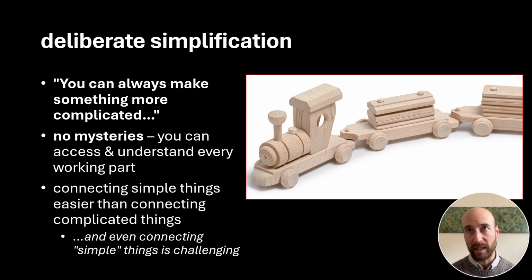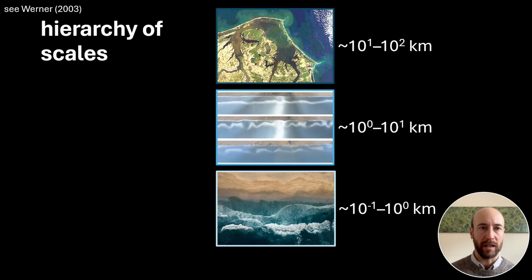And the other thing that helps is that connecting simple things is often easier than connecting complicated things. There are just fewer things to go wrong, fewer parts to go astray. So you're doing yourself a favor in trying to connect simpler model components than really complicated ones, because even connecting quote unquote simple things is challenging. The other thing that deliberate simplification plays on, that I'll touch on for a second, is the hierarchy of scales, both in space and time.